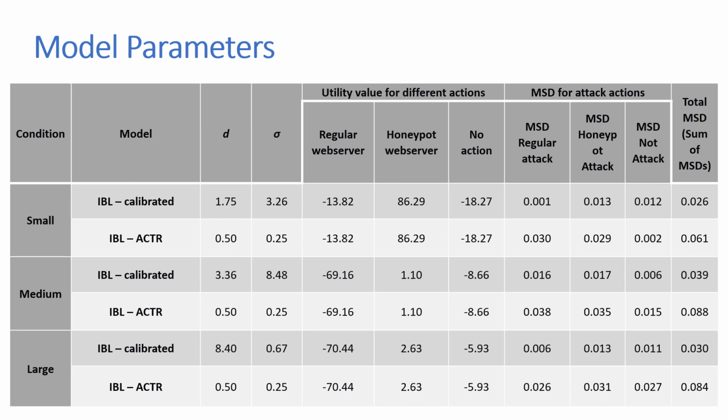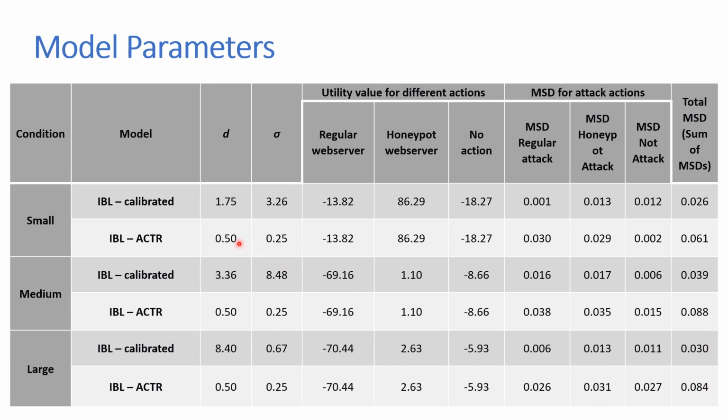These are the results of both the models across all three conditions: small, medium, and large. Across the three conditions, we found that the IBL calibrated model performed very well compared to the IBL ACTR. You can see here that the MSD values for the calibrated version of the IBL model were significantly smaller compared to those of the ACTR model.